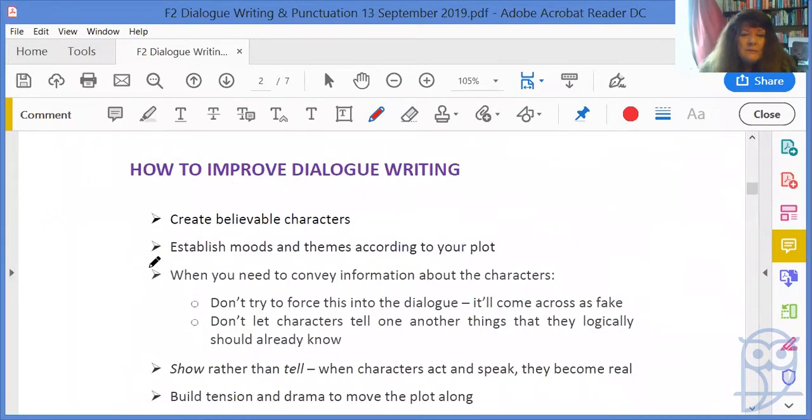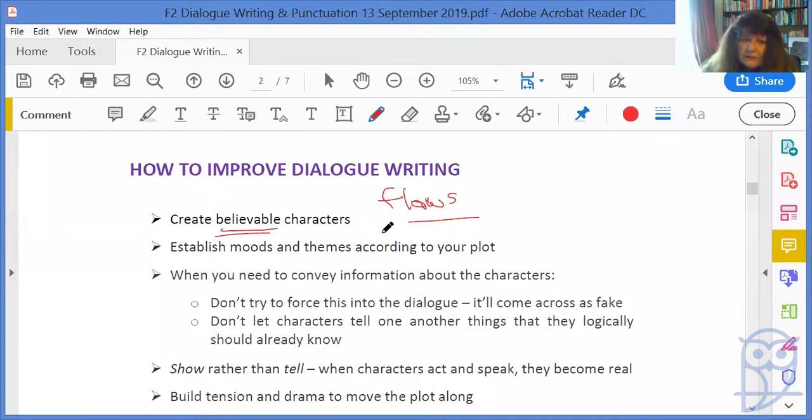Right, and how can you improve your dialogue writing and even your assignment writing? First of all, you need to create believable characters. Okay, it's got to be a real person who's generally always got some flaw. Everyone has flaws. Nobody's perfect. So you need to try and bring that in quite well.